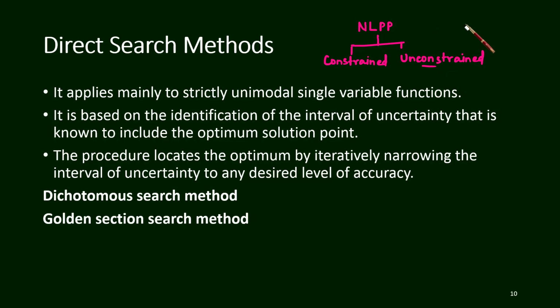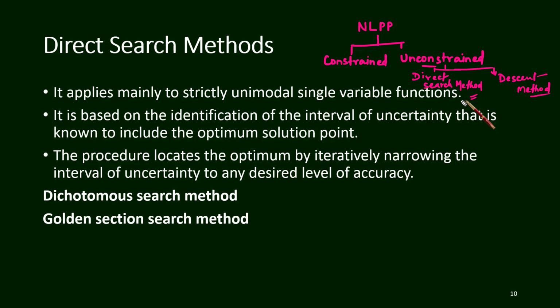Okay, so under the numerical method there are two types of methods. One is known as direct search method, and another one is descent method. We will talk about that. Today we will talk about direct search method.